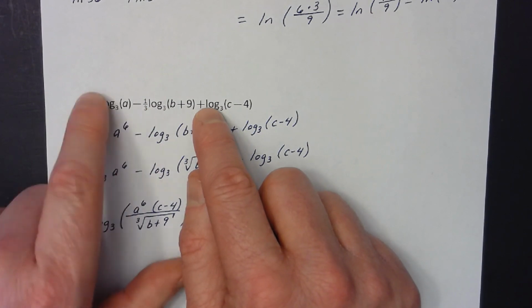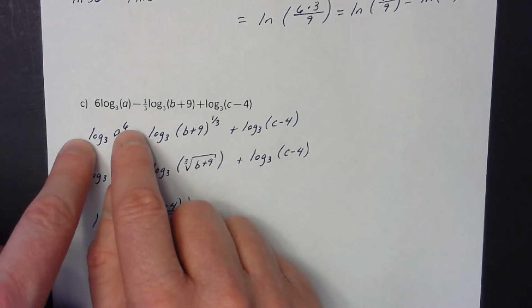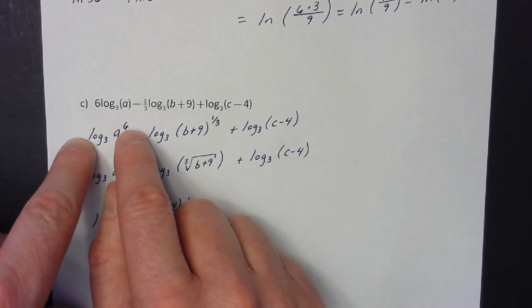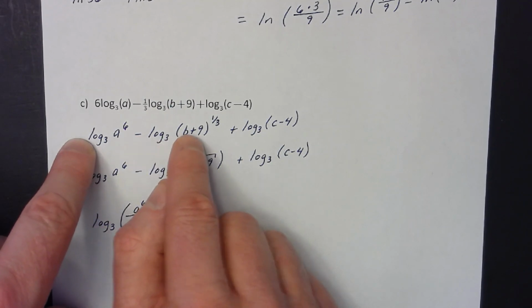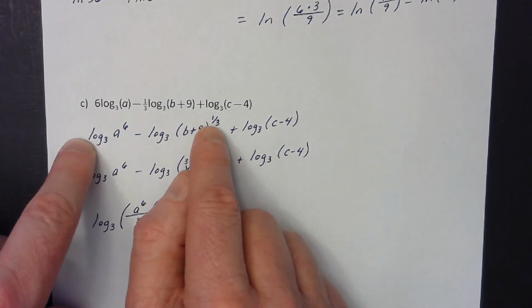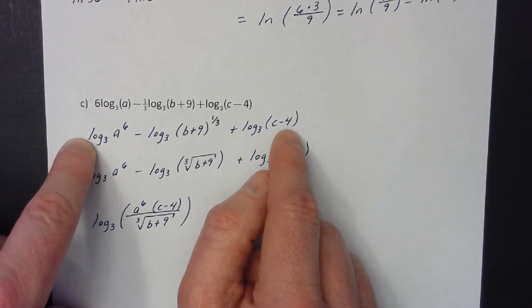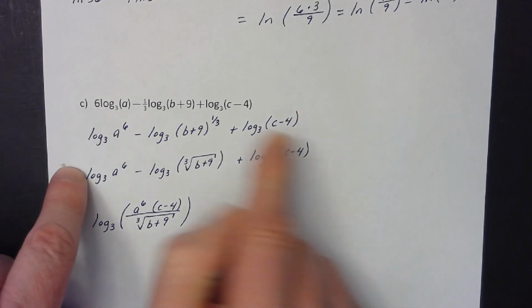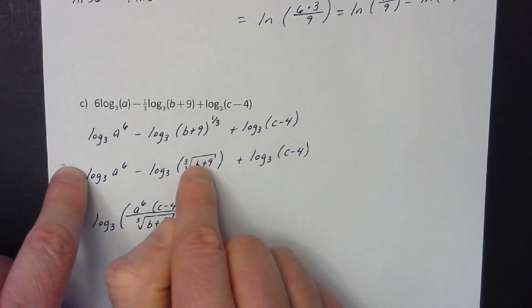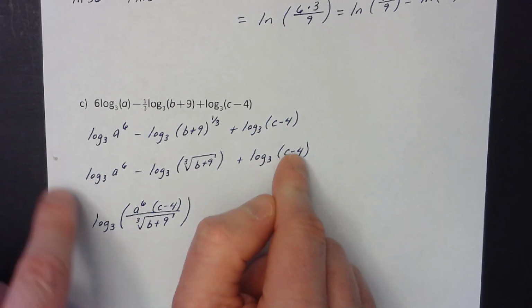First step first, though, I'll go ahead and move each of the coefficients up as exponents inside of my log. So I have the log base 3 of a to the 6th minus the log base 3 of the group b plus 9 to the 1/3, and then plus the log base 3 of the group c minus 4. Now, the only thing I've done from the first step to the second step is I just rewrote that 1/3 power as the cube root. We know it's the same thing. And I kept everything else the same.